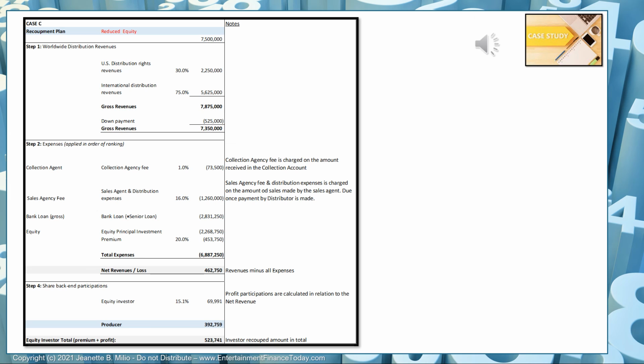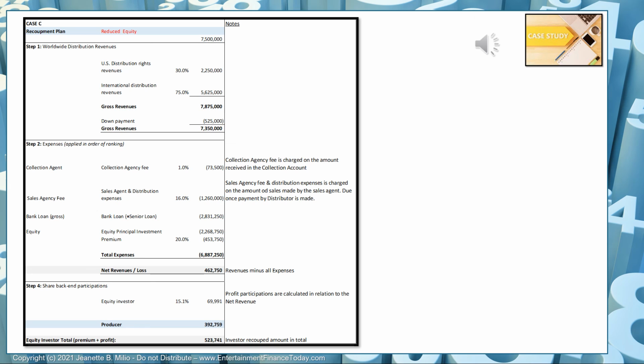So now we have a net revenue of $462,750 that we can now share when we do our back-end participation payments. And here, everyone gets paid at the same time. So there's no ranking order in the profit participation. Everyone gets the percentage that they're contractually agreed to receive. In our case, we only have the equity investor that we need to share with.